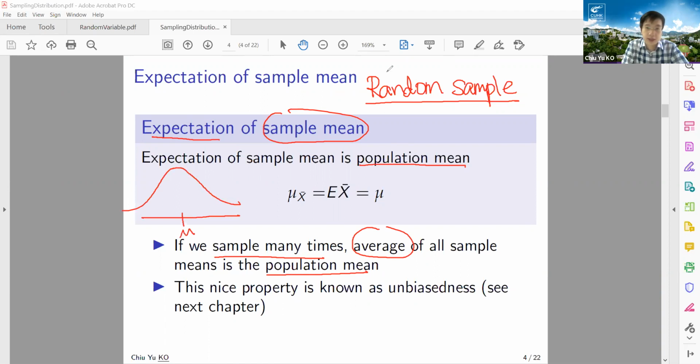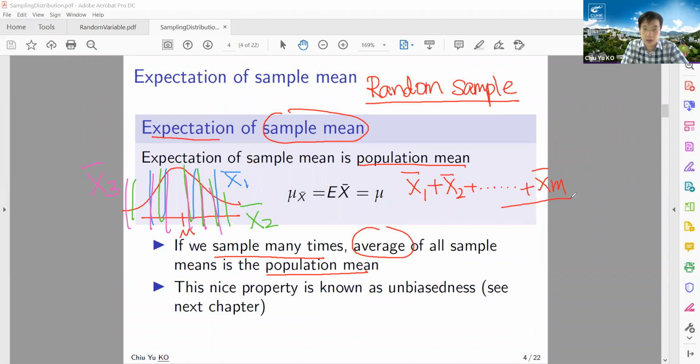To give you another idea, this is the mean mu. Suppose you draw a first sample, call it x bar 1. You draw another sample, giving x bar 2. You draw another one, maybe x bar 3. You draw many of them, and at the end of the day you add all of these together. Suppose you do this m times. If you do it enough times, the average will be exactly mu.